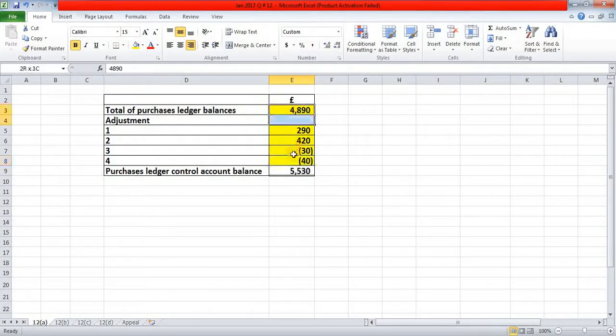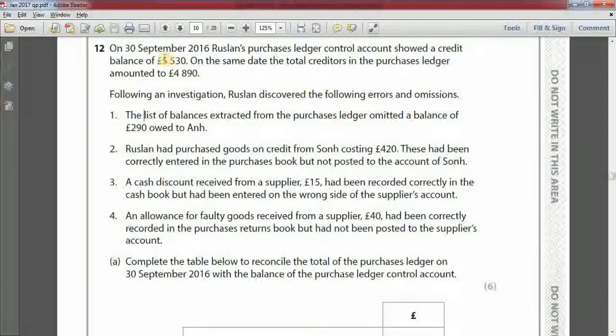Now we will be solving this. If you add 4890 with 290 plus 420 minus 30 minus 40, you will get £5,530, which is your Purchases Ledger Control account balance, £5,530. Clear? The reconciliation is done.